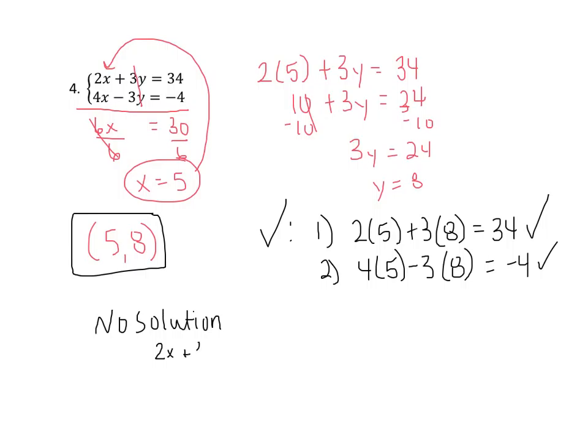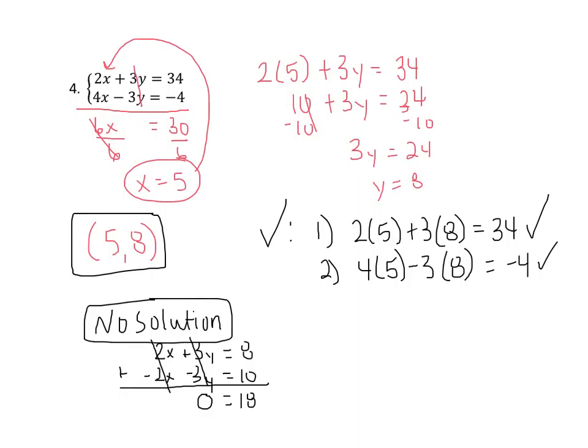So let's say my first equation is 2x plus 3y equals 8, and then my bottom equation is negative 2x minus 3y equals 10. Okay, so what's going to happen is when you add these two together, the 2x minus 2x is going to cancel, the 3y minus 3y is going to cancel. So I say that on the left side that equals 0, and on the right side it equals 18. So this is going to happen when your answer is no solution. Your x's and your y's will cancel, but your constants won't.